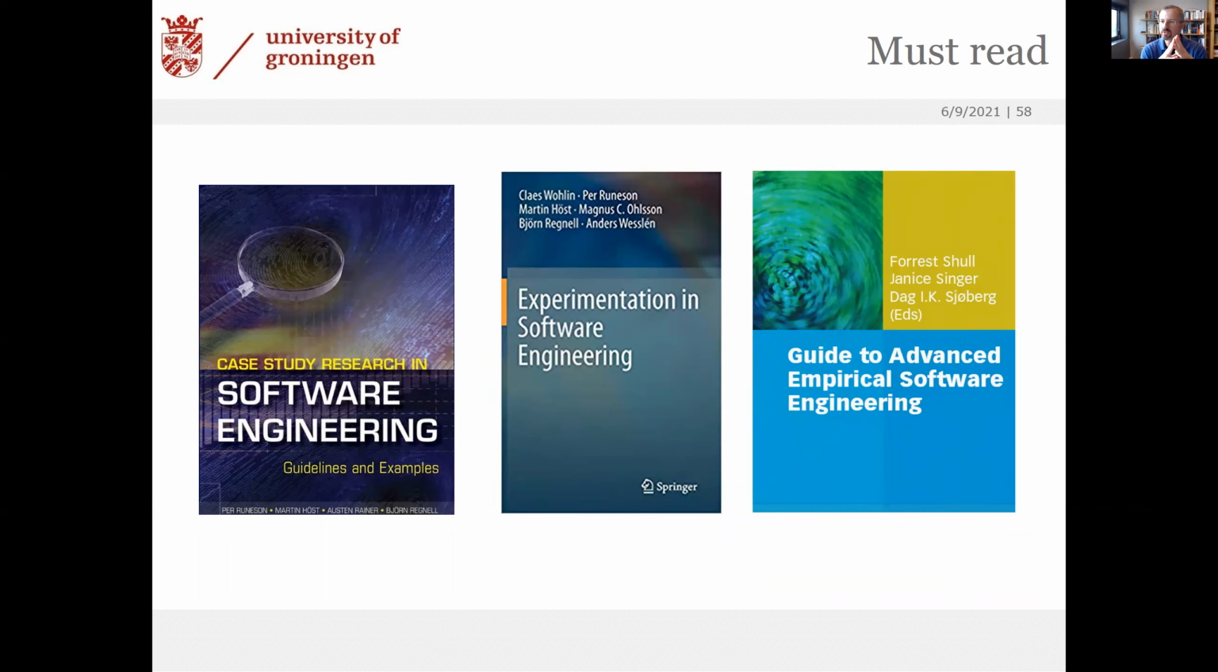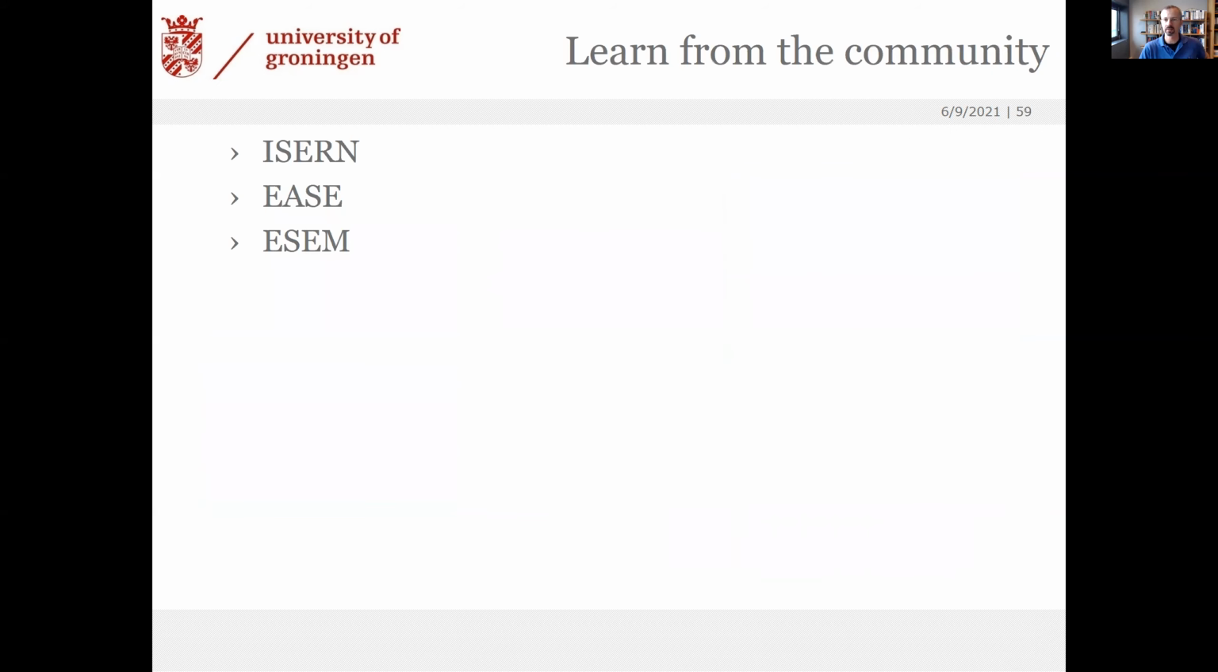I'm presenting here my favorite books of all time when it comes to empirical software engineering. There is the Bible of case studies, the Bible of experiments, and finally, a Guide to Advanced Empirical Software Engineering, which contains everything else. I would really warmly recommend you to read these books. They're absolutely a must read when doing empirical research in our field.